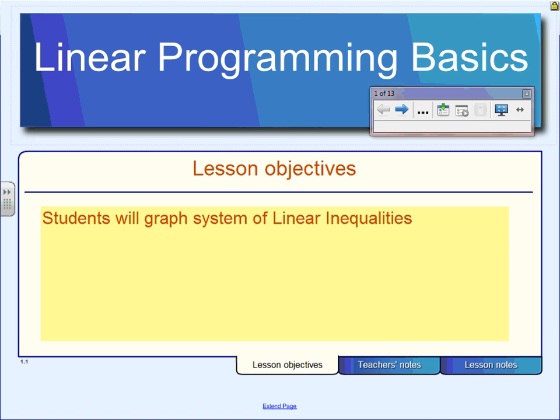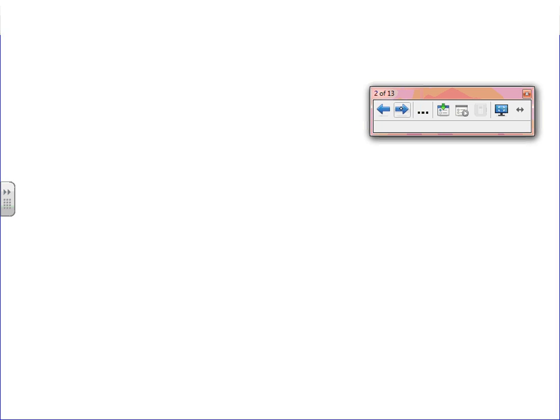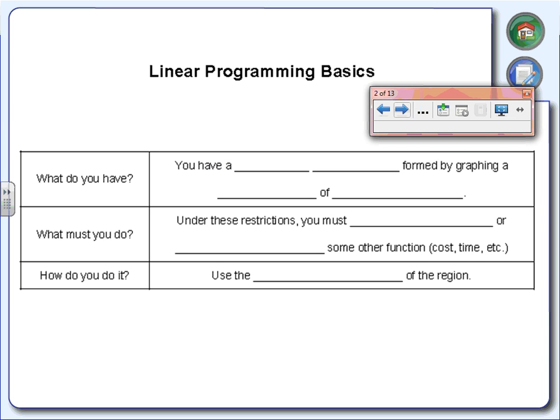All right, so like I said, linear programming is just going to be an extension of what we did yesterday. We're still going to have to graph some systems of inequalities, but we're going to add another little extra step to that. All right, so let's take a look up at the top here. In linear programming, it says, what do you have? You have a blank blank formed by graphing a blank of a blank. All right, so let's fill in those blanks.